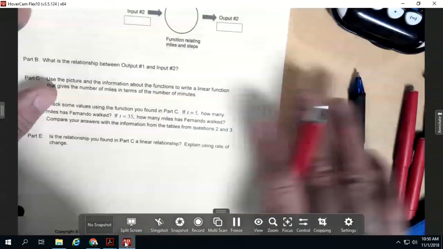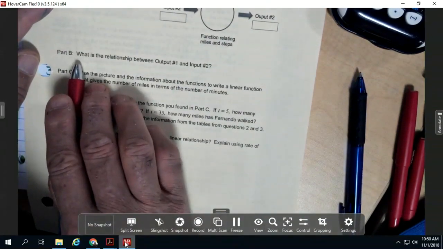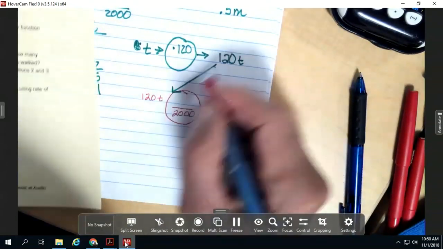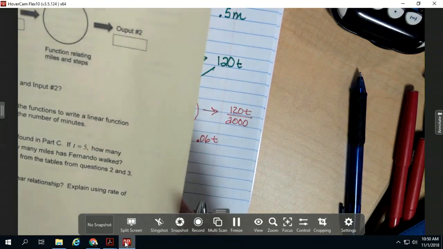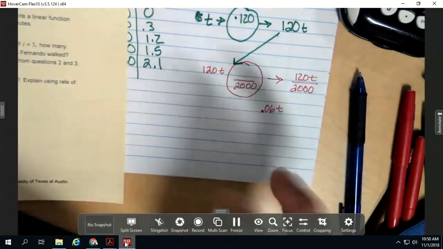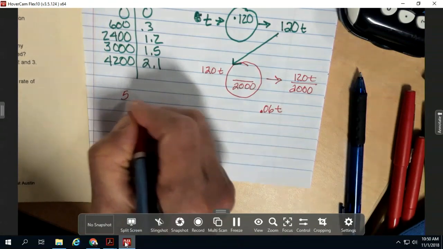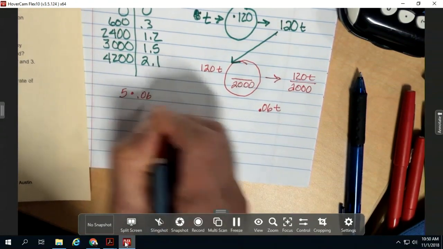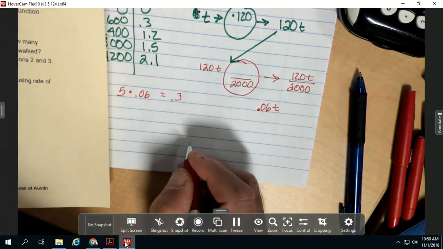What is the relationship between the output of 1 and the input of 2? They are the exact same thing. So after 5 minutes, we would multiply by 0.06, and we would find he would go 0.3 of a mile.